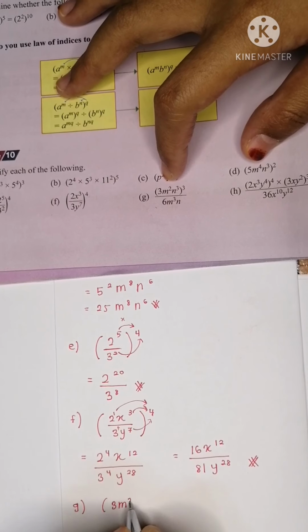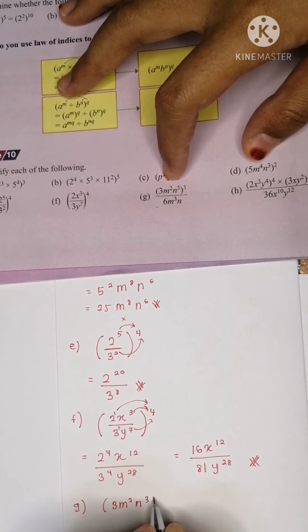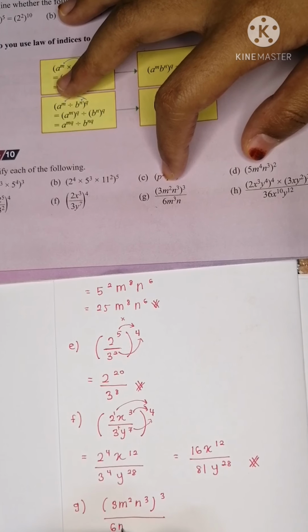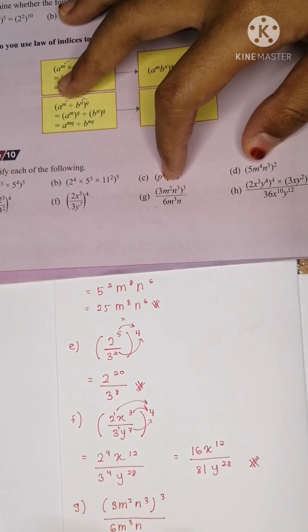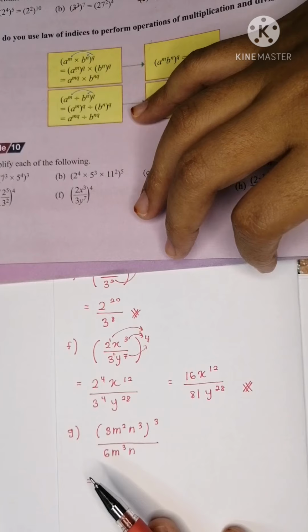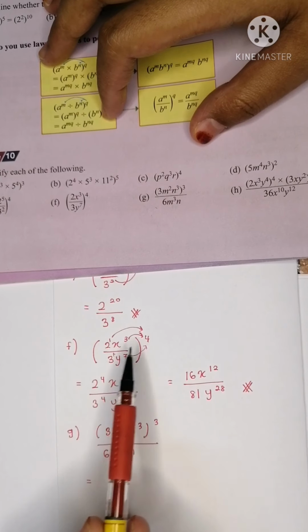3m squared n cubed to the power of 3, divided by 6m 3n. Okay, so what should you do? Look at this one.